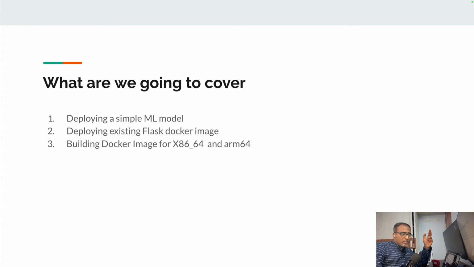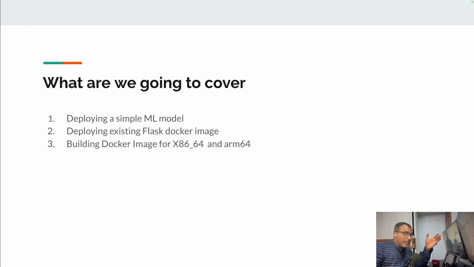Also, we are going to see how can we deploy an existing Flask Docker image, right? When you talk about AWS Lambda containers, technically speaking, we cannot deploy Flask Docker images. We need to do a few tweaks. There is a workaround, which we are going to use to deploy a Flask Docker image. And the other one, how can we build a Docker image for x86 64-bit and ARM64?